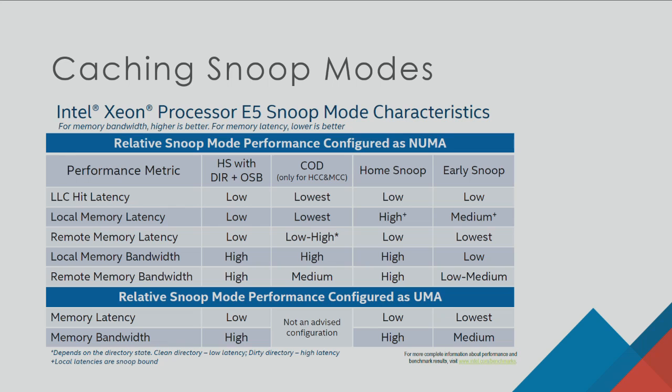Now, that was like 2 or 4 cores. Today we have 22 cores already on a package. So that is a lot of noise. So the most recent one is called home snoop with directory and opportunistic snoop broadcast. That's the most left one. And you can see that the latency is low and the memory bandwidth is high.